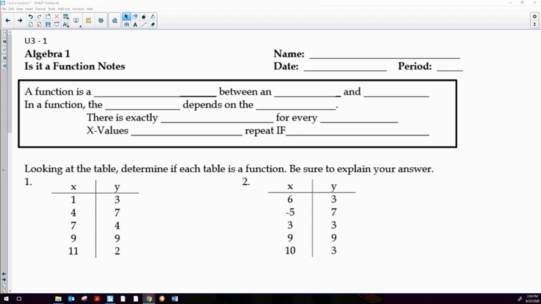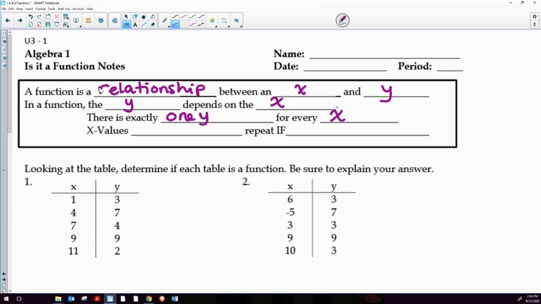Okay, so when we're talking about what a function is, it's a relationship between an x and a y. So this entire school year, we're going to be looking at a variety of different kinds of functions, and these are different types of relationships between x's and y's. In a function, the y depends on the x. So there is exactly one y for every x value. X values don't repeat if it is a function.